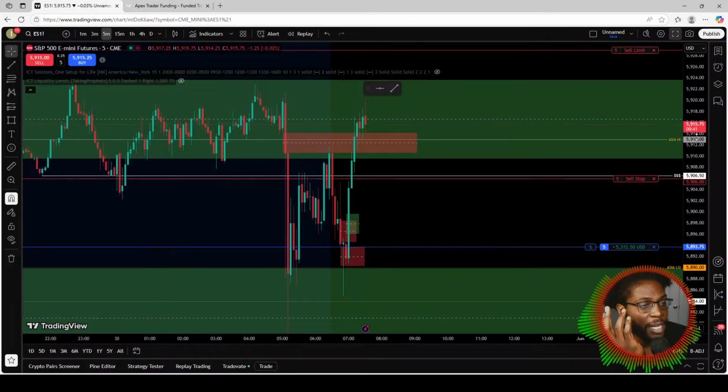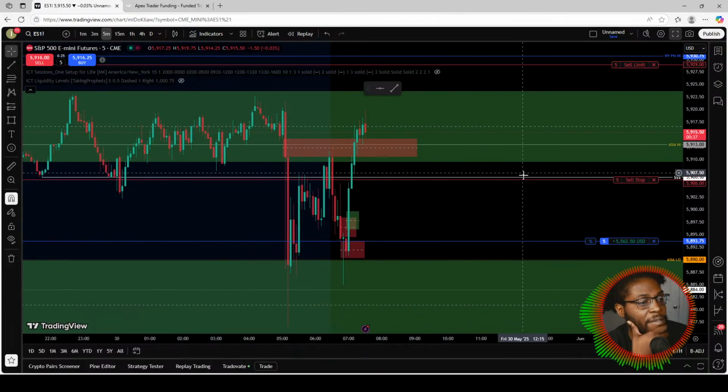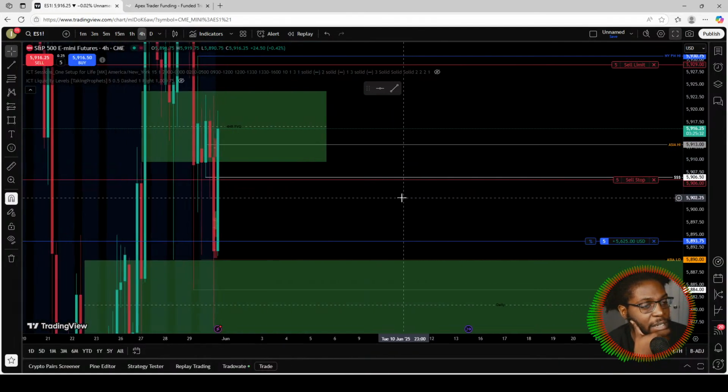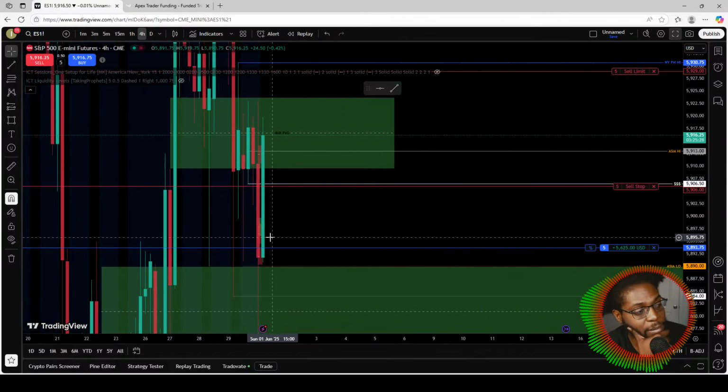And you know, this green box that's sitting here right now, that just means we're in some type of higher time frame fair value gap. I think it was the 4 hour. Yeah, so we're in this 4 hour fair value gap that was formed. It got disrespected, right?